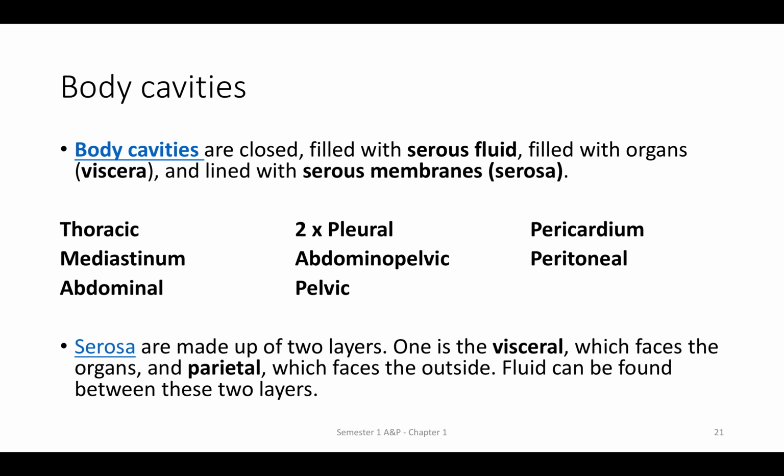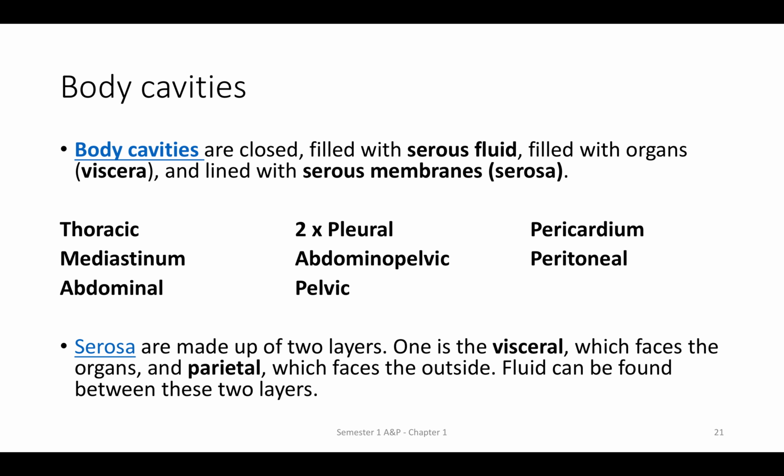So with our ventral cavity, you can find the thoracic cavity, which is your chest. The thoracic cavity is going to include the pleural cavity, which houses your lungs, and the mediastinum, which is where your heart is. And remember, your heart is surrounded by a membrane called the pericardium.